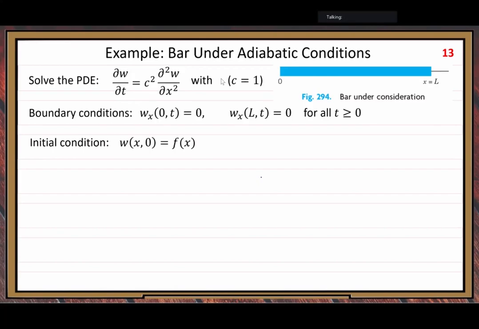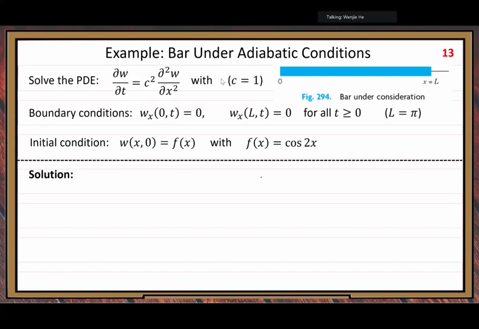Second, capital L, we make it equal to pi. Then the little f function, we make it equal to cosine 2x. Now we can solve this PDE problem. So let's do the calculation.